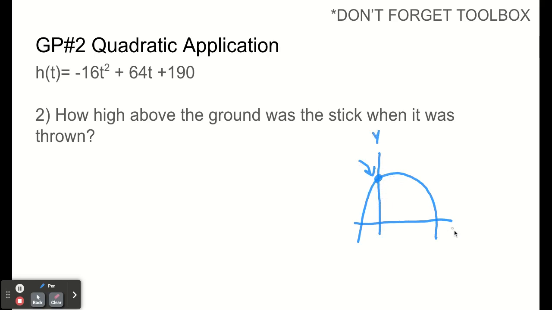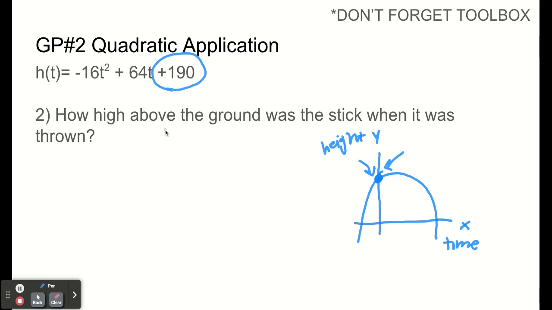Again, remember the y-axis represents the height. The x-axis represents your time. This value here is our y-intercept. That's our starting height or the initial height. And that number comes from our equation in standard form, which we have here. It is our constant, which is always the y-intercept of our function.